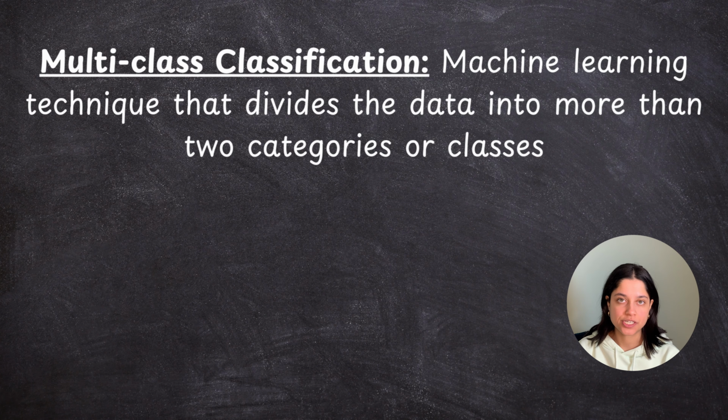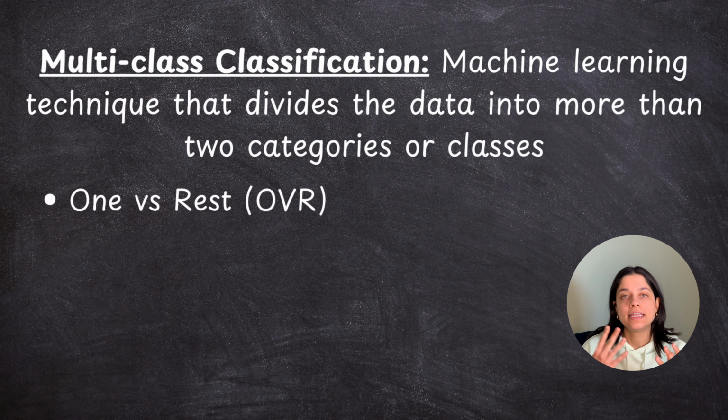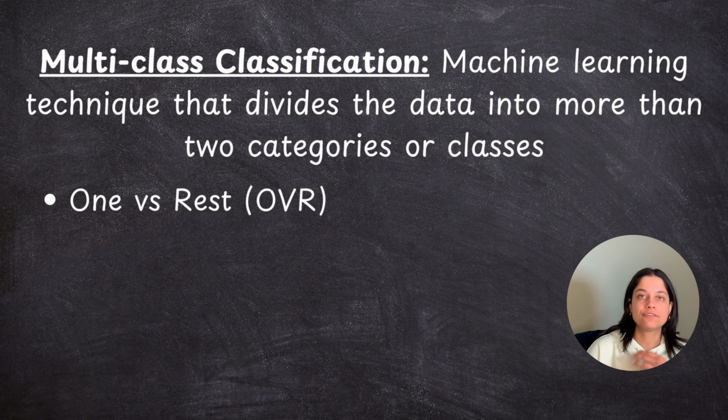Multi-class classification is a machine learning technique that divides data into more than two classes, and there's multiple ways that this can be done. The first is one versus the rest. In this approach, a binary classifier like an SVM or logistic regression is trained for each class that there is. For example, if you have three classes, circle, square, and triangle, three different binary classifiers are trained. So there would be a model for circle, a model for square, and a model for triangle.